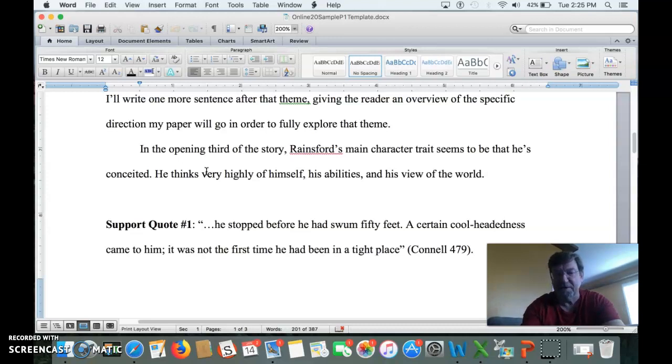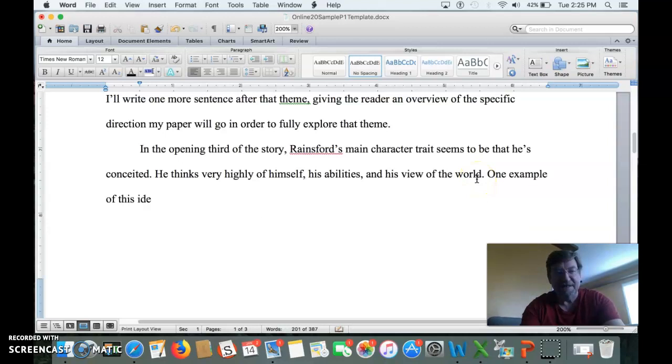So here I'm going to use language that helps set it up as evidence. All right, he thinks very highly of himself, his abilities, and his view of the world. Okay, one example of this idea. All right, that's treating it as evidence. And I've got more than one way I could write that. I don't have to say what, second example, a third example.